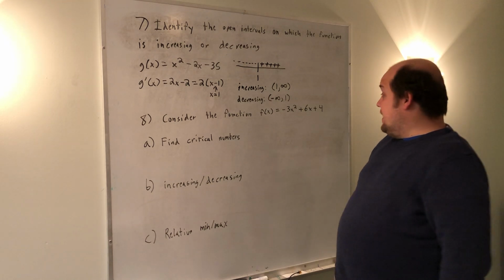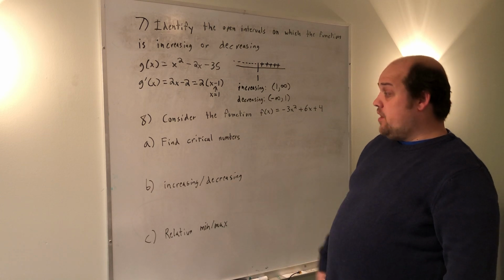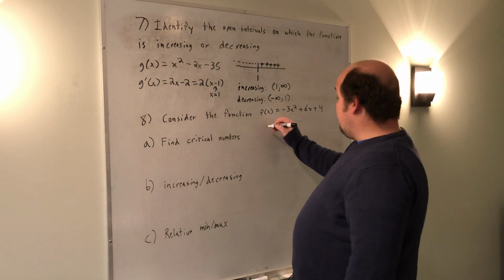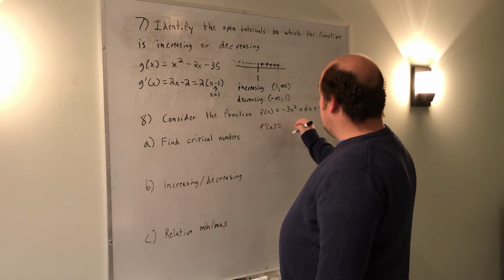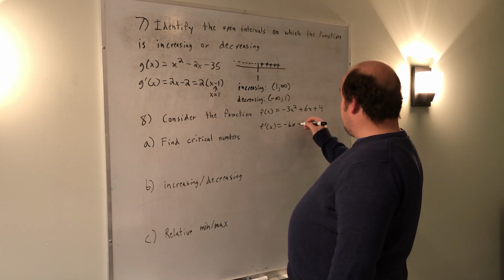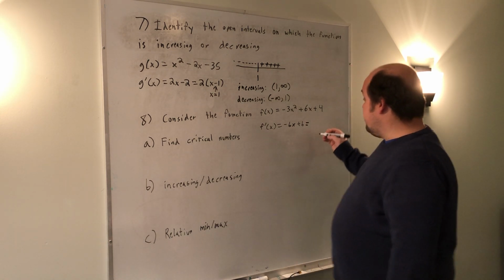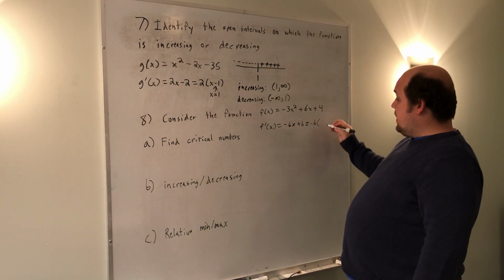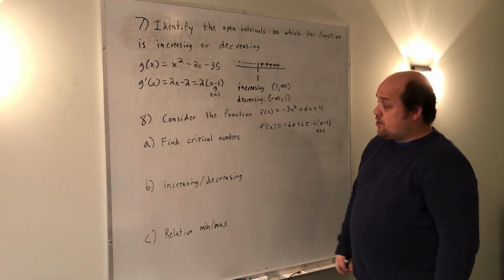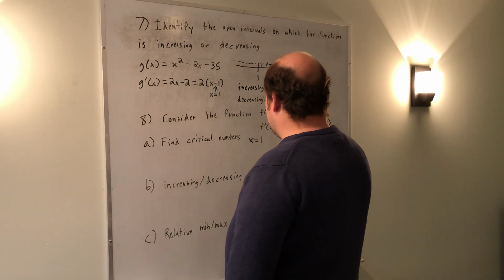For problem number 8, it gives us a function. It asks us to find critical numbers, increasing, decreasing, and relative min-max. All of this is tied to the first derivative. So the first thing I'm going to do is find f prime of x. 2 times negative 3 gives me negative 6x. The x drops off and I get plus 6. And then the 4 goes to 0. If I factor this, I can take out a negative 6. And that leaves me with x minus 1, which means x equals 1 is again my critical number. So when it says find critical numbers, the correct answer is x equals 1.